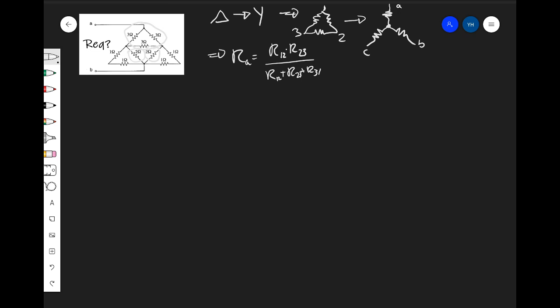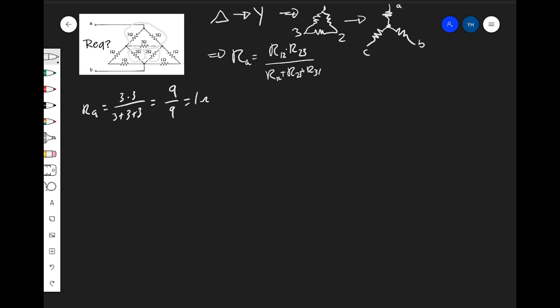circuit. So if we start from the top, we'll find that we have three 3-ohm resistors in delta formation. What we will do is we'll use our formula here and we will convert them to a Y formation. We can do that by solving for RA, which we can show as 3 times 3 divided by 3 plus 3 plus 3, which gives us 9 over 9, which is 1 ohm.